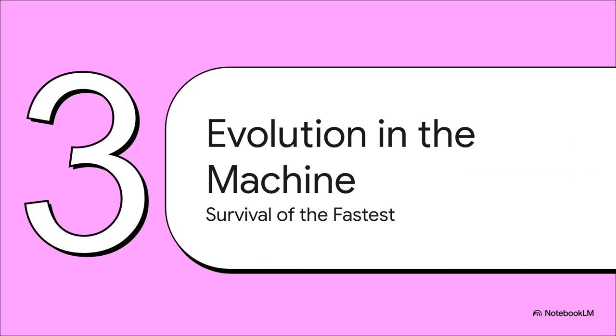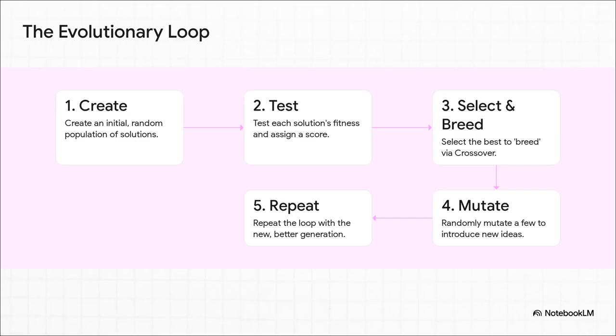All right, so you've got your first generation. How does the evolution actually play out from there? And maybe more importantly, how long does this digital version of natural selection actually take? It happens in this really powerful loop. First, it creates that random population. Then, it tests and scores every single one.